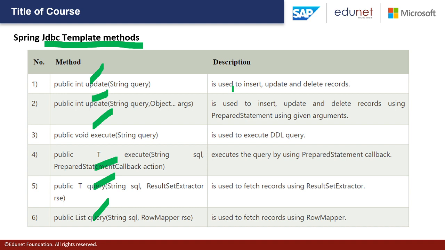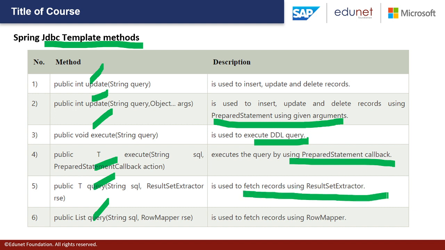It is used to insert, update and delete the records. Okay, and here we use a prepared statement with the given arguments, so we'll be working on it. And this is for DDL queries, and PreparedStatementCallback, and fetching records using a ResultSetExtractor, and this is used to fetch the records using the RowMapper.